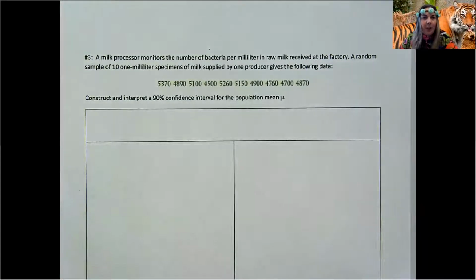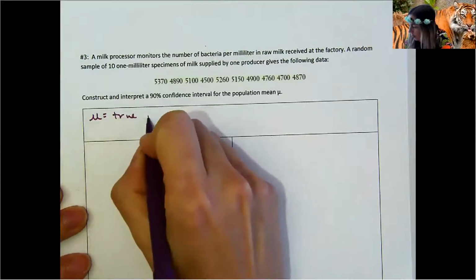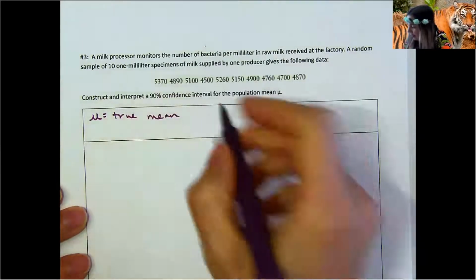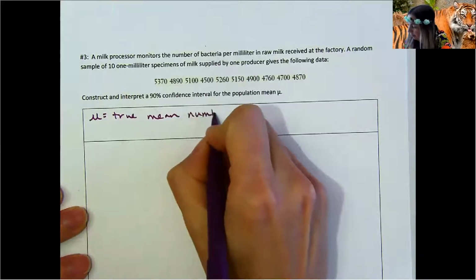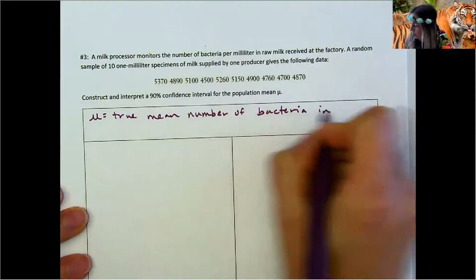A milk processor monitors the number of bacteria per millimeter in raw milk received from the factory. A random sample of 10 1-millimeter specimens gave the following data. Construct and interpret a 90% confidence interval for the mean population. All right, so we're out to capture mu, the true mean number of bacteria in raw milk.